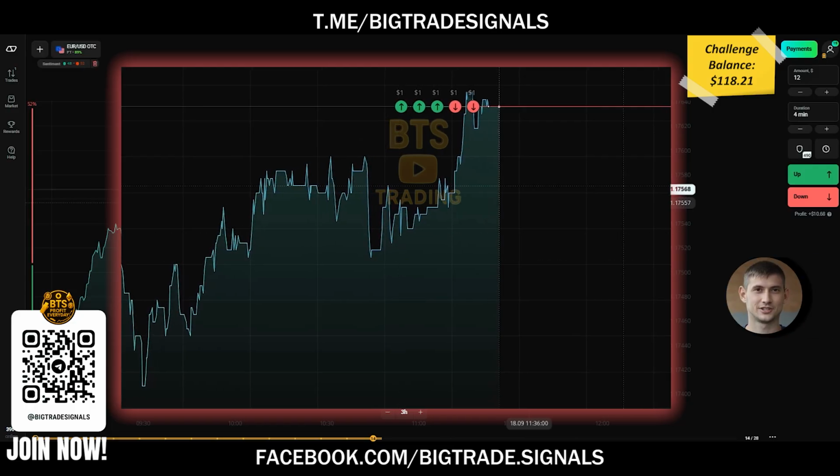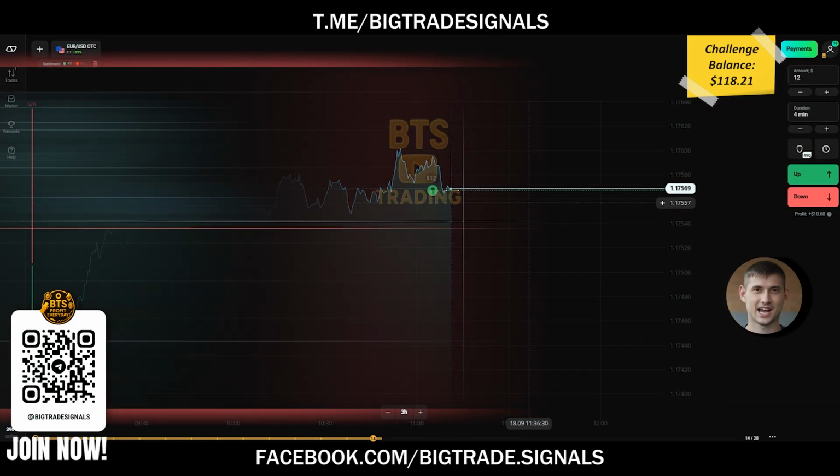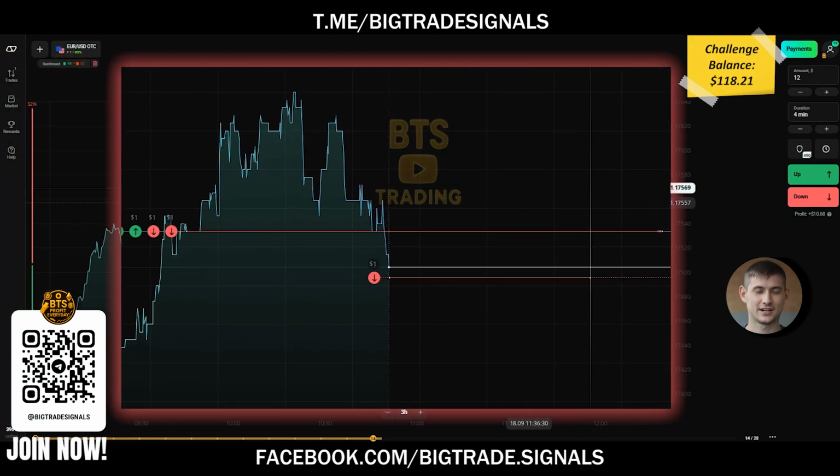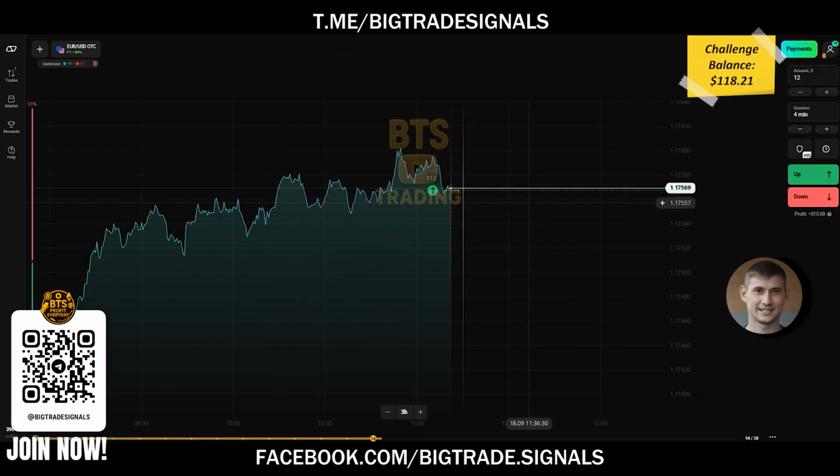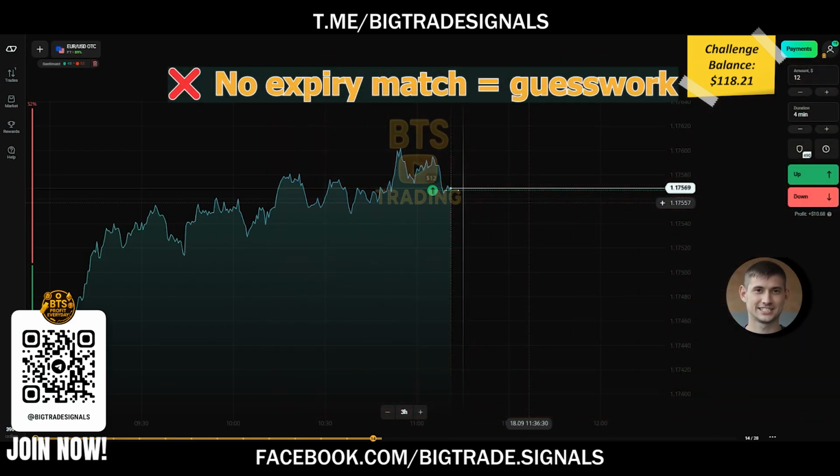Mistake number 2, no plan. But for binary options, the plan needs 2 things: where you enter and how long you keep the trade open, expiry. Beginners often pick expiry at random, 30 seconds, 1 minute, 5 minutes, without matching it to the setup. Short expiries are noisy. Long expiries can miss the quick bounce.